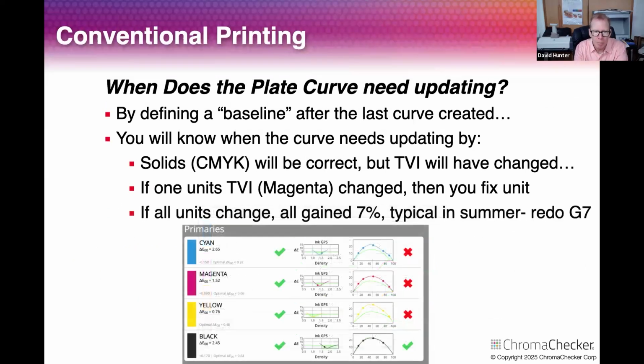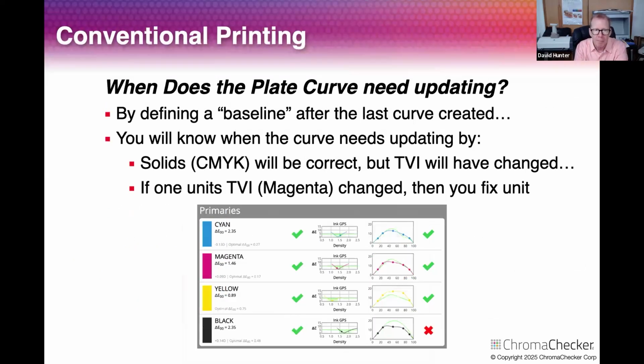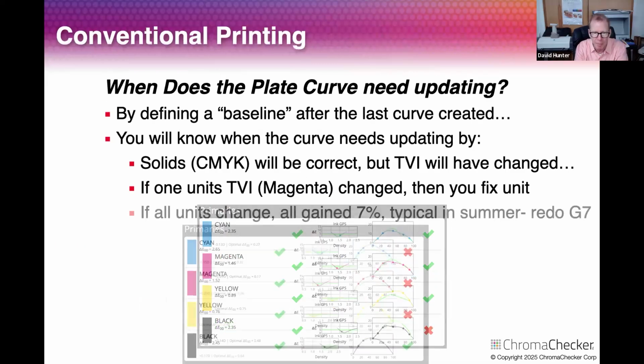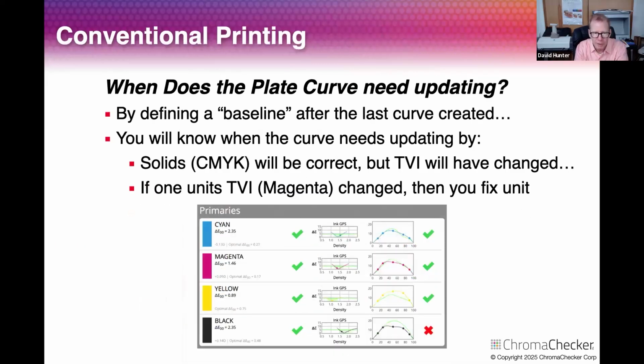Now, in conventional printing, when does the plate curve need updating? Well, I kind of showed you with the baseline when it needs printing. So let's come back here and say, hey, if you start seeing that you're hitting your solids and one of the dot gains is off, like in this case, the black is light.